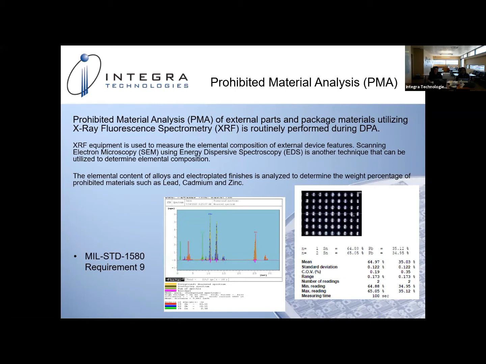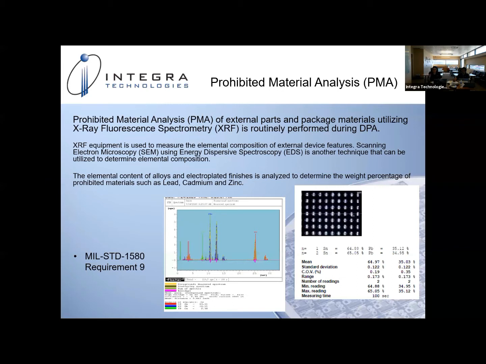1580 Ref C now includes internal PMA for certain commodities, and you'll be looking at things such as die attach, lead frames, posts, and bonds. So typically, internal PMA is performed utilizing EDS. Externally, we prefer to use XRF.